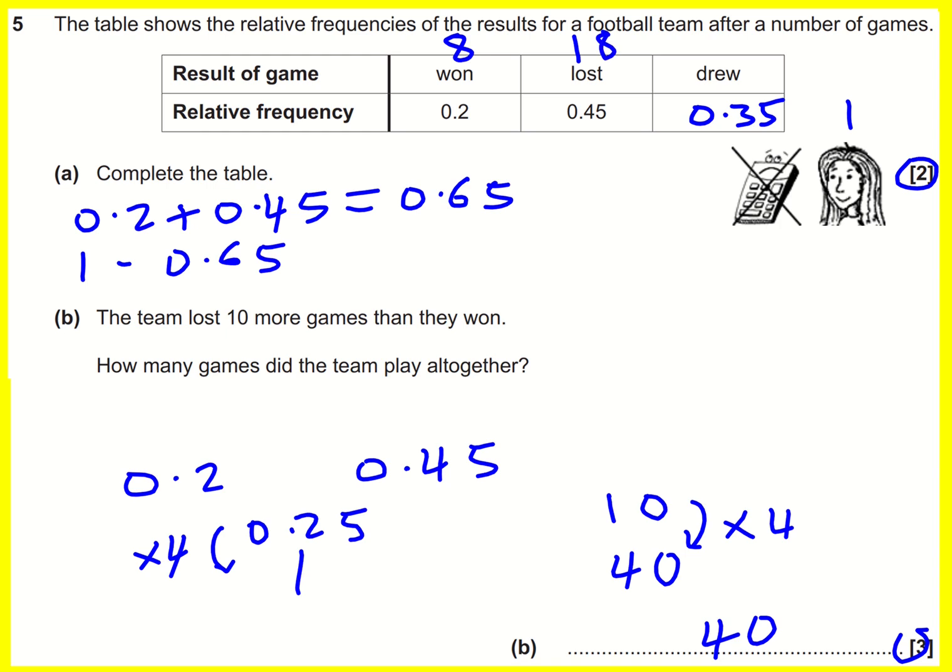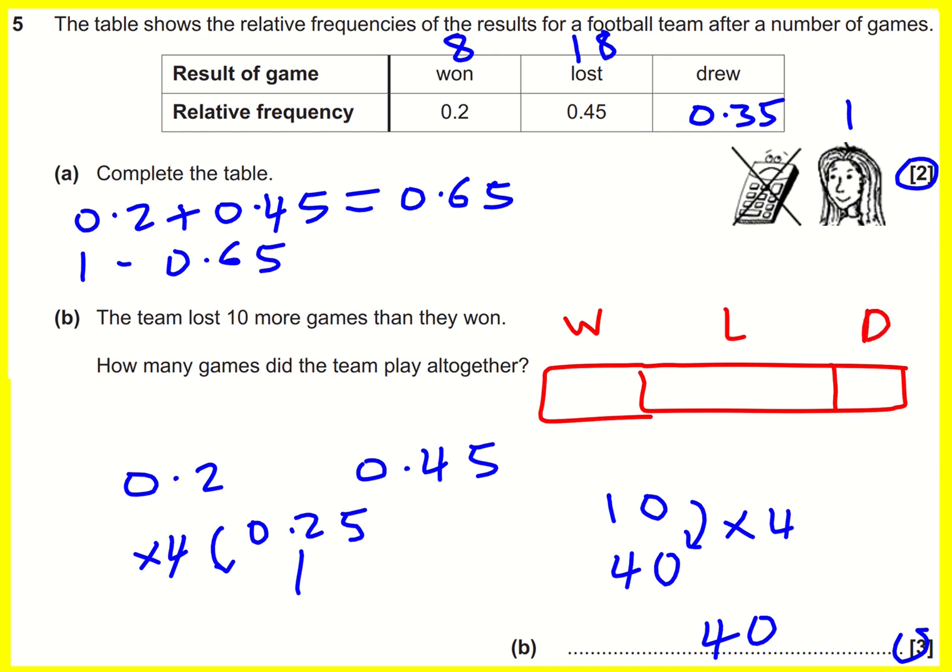If you didn't really like the way I've done that, then you could use perhaps a bar model kind of approach. So this is winning, losing, and drawing. It's going to work out in a very similar sort of way. This is worth 0.2. This is worth 0.45. So I know I've got the same number of wins as losses to some extent.